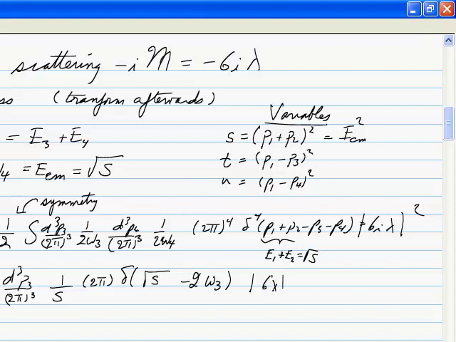Okay, so we're integrating over all these momenta here, enforcing the delta function. So square root of s minus 2 omega 3. Okay. Then, what do I have here now? I've got... anyone catch it? I have a mistake right here. I have a factor of 2, thank you. So there should be a factor of 2 there from V1 minus V2.